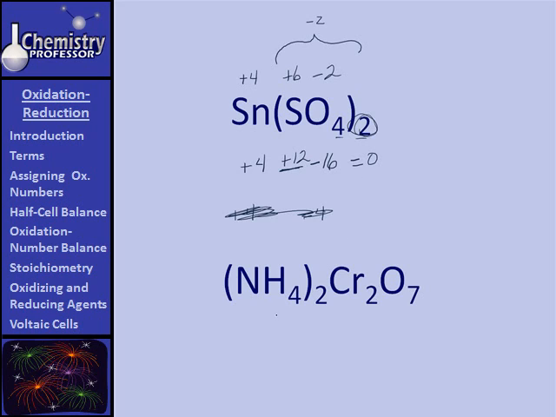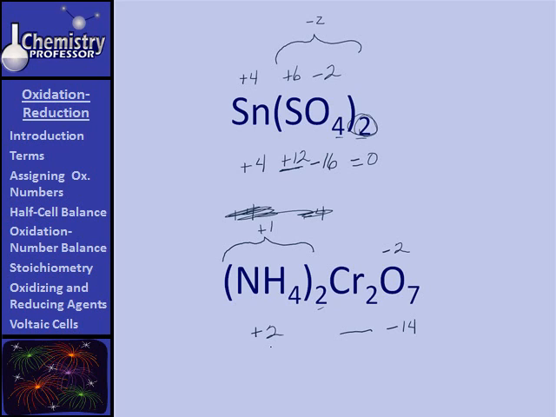Let's go down now and look at this one down here, ammonium dichromate. You know where to start. Start with oxygen. Oxygen is a negative 2. Their 7 gives us a total of negative 14. Well, we can't determine what chromium is until we see how much the ammonium is contributing. Well, the ammonium polyatomic ion, or the ammonium radical, is a +1, and there are 2 of them. So this gives us a total of +2 from here.